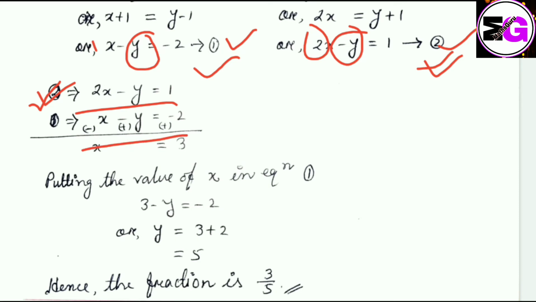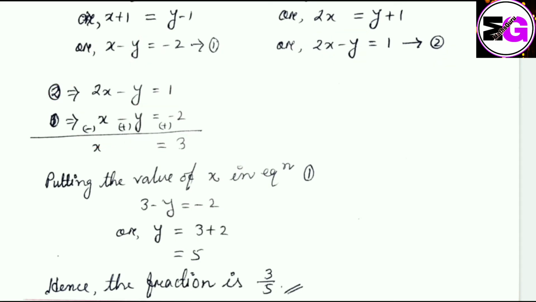And equation 1: x minus y equals to -2. Since the signs of y are the same, we subtract. If we had plus and minus, we would add, and if the signs are the same, we subtract. So twice x minus x is equal to x, and plus y minus y cancel, so 1 plus 2, that is 3, so x equals 3. Putting the value of x in equation 1.